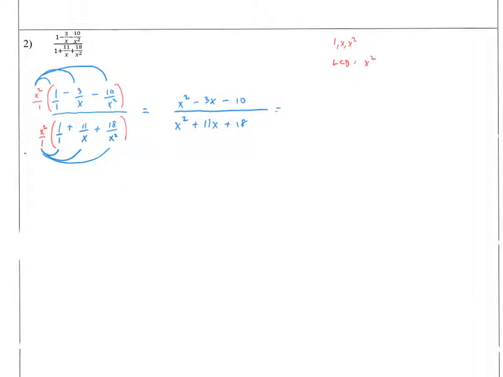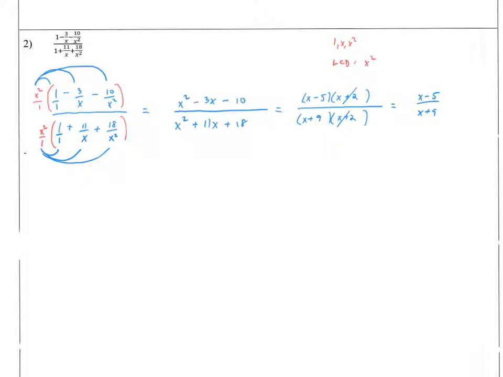Now we should notice that we can factor in the numerator and the denominator. The factors in the numerator are x minus 5 and x plus 2. The factors in the denominator are x plus 9 and x plus 2. Now you can see that the x plus 2's cancel. So we get x minus 5 divided by x plus 9.